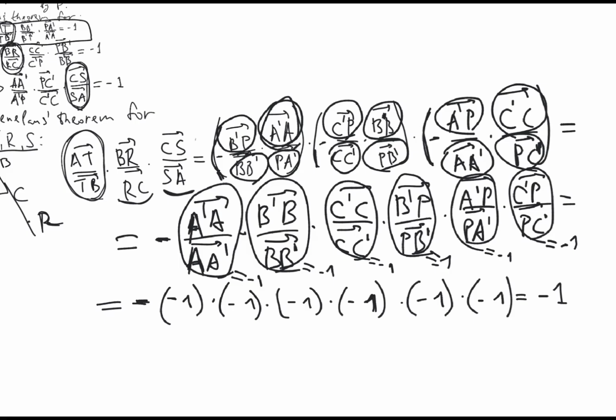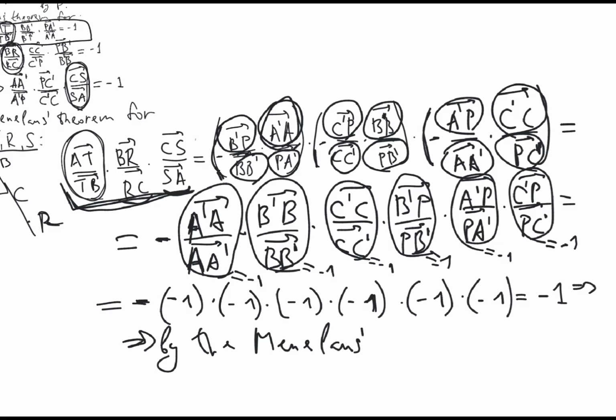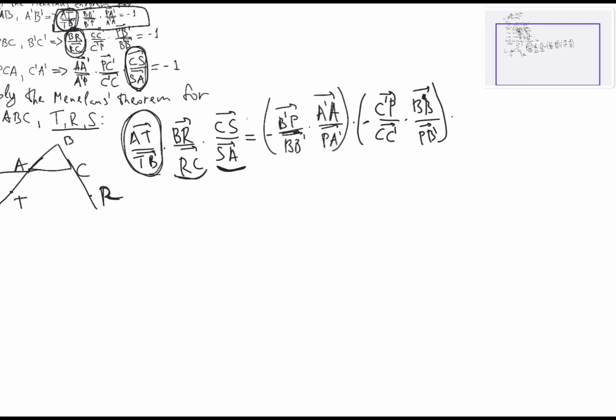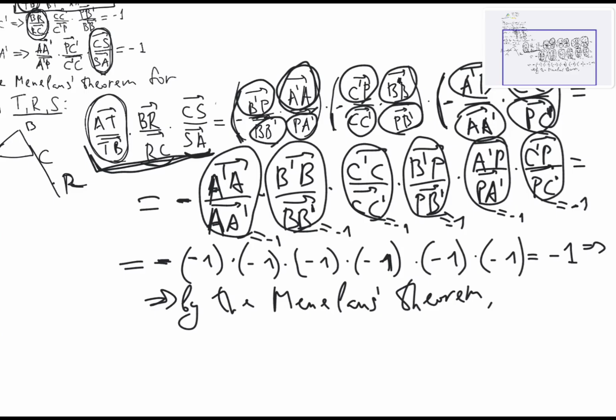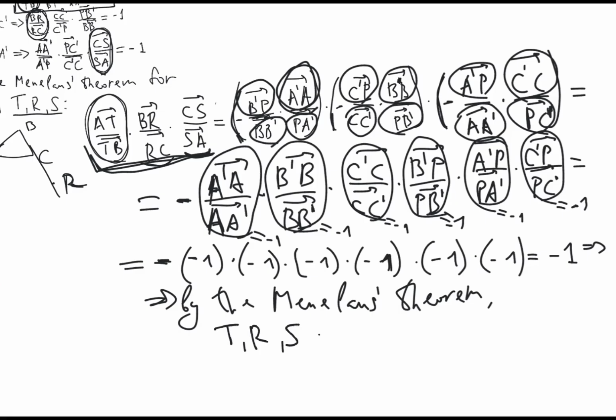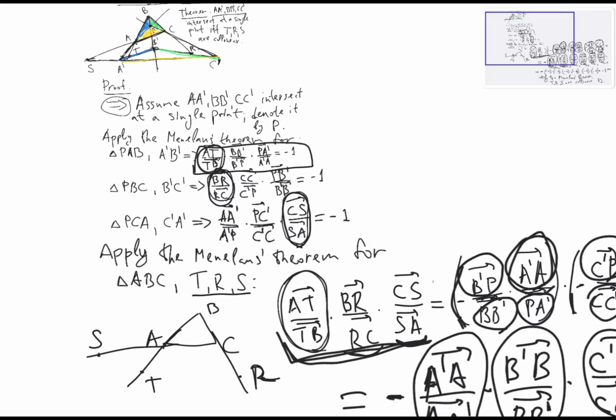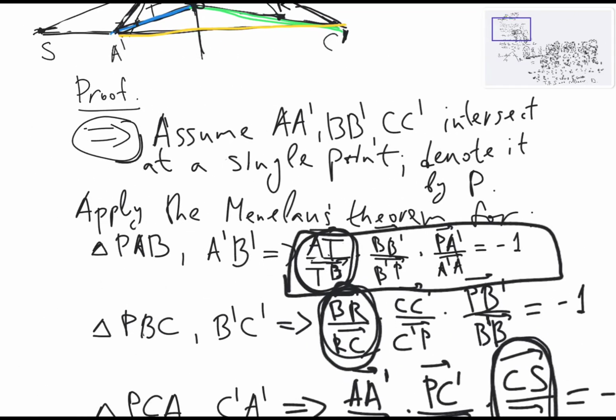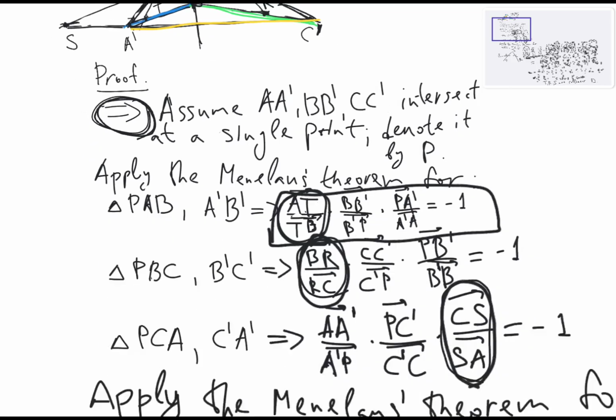So the product of these ratios, we proved that it is equal to minus 1. Therefore, by the Menelaus theorem, the points T, R, and S are collinear, and that concludes the proof in one direction.